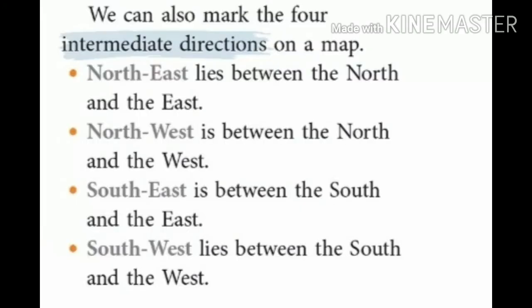We can also mark the four intermediate directions on a map. First one, northeast lies between the north and the east. Next, northwest is between the north and the west. Southeast is between the south and the east. Next, southwest lies between the south and the west.